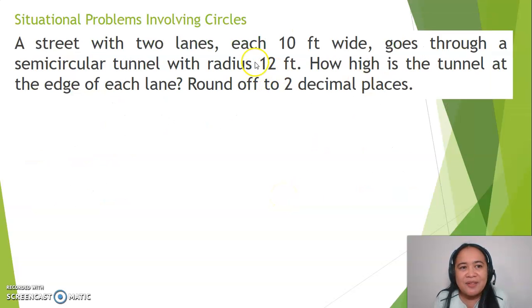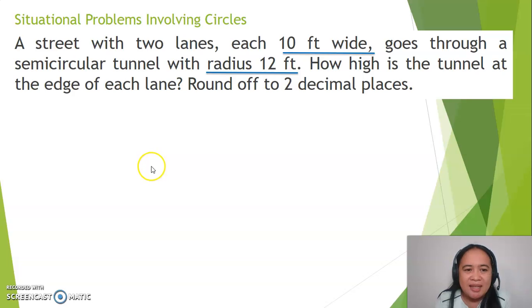Now, let's have a sample situational problem involving circles. Here, a street with 2 lanes, each 10 feet wide, goes through a semicircular tunnel with a radius of 12 feet. How high is the tunnel at the edge of each lane? Round off to 2 decimal places. To do this, identify the given first. We have 10 feet wide, and we have a radius of 12.